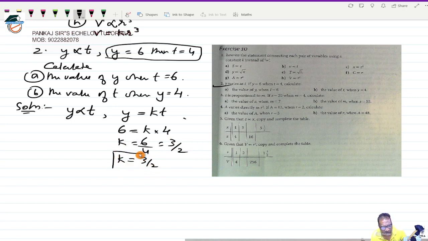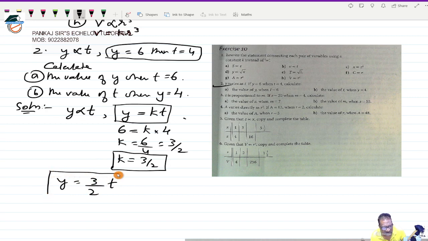You got the constant value. K is equal to 3 upon 2. Now this constant value you again substitute over here. So you'll get an equation y is equal to 3 upon 2 into t. Now this is a general equation between y and t, which will give you the value of t if the value of y is known to you, and it will tell you the value of y if any value of t is known to you. So any value of y will give you a corresponding value of t, and any value of t will give you a corresponding value of y. Now you can sort out this question A. A is what? Find the value of y when t is equal to 6.